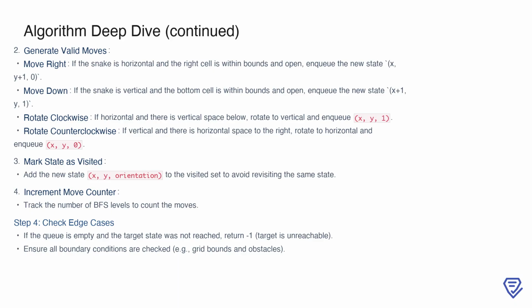The snake can also rotate. For example, if the snake is horizontal and there's enough vertical space below, it can rotate clockwise to become vertical, resulting in the state x, y, 1. If it's vertical and there's enough horizontal space to its right, it can rotate counterclockwise to become horizontal, enqueuing x, y, 0. After generating these moves, the new state is added to the visited set to avoid revisiting it. At the same time, we increment the move counter to reflect the progress made to the next BFS level. Finally, we ensure that all boundary conditions are respected, such as avoiding obstacles and staying within the grid limits.